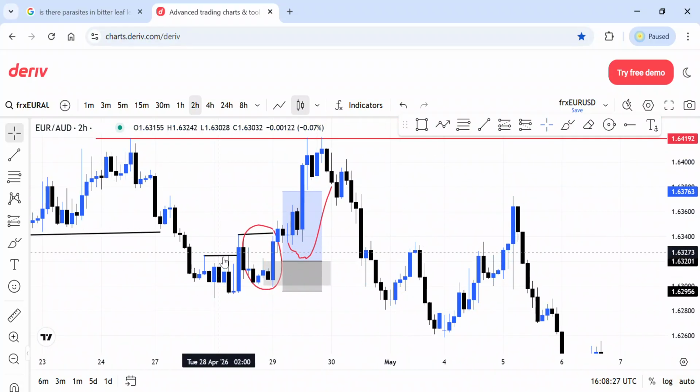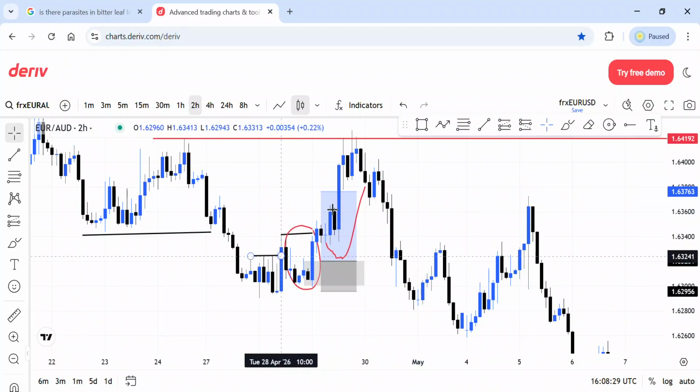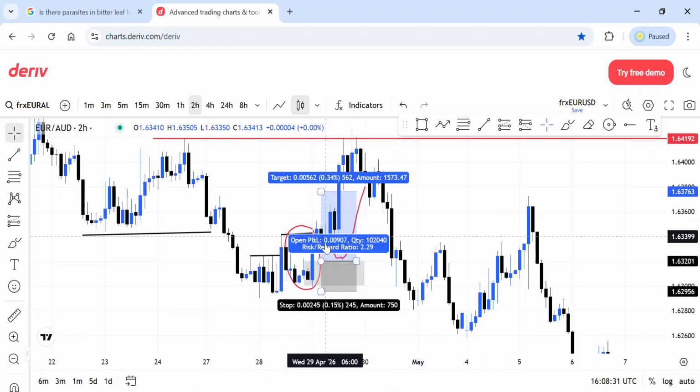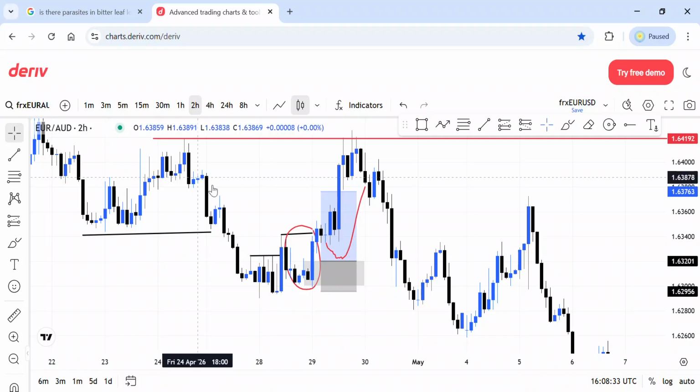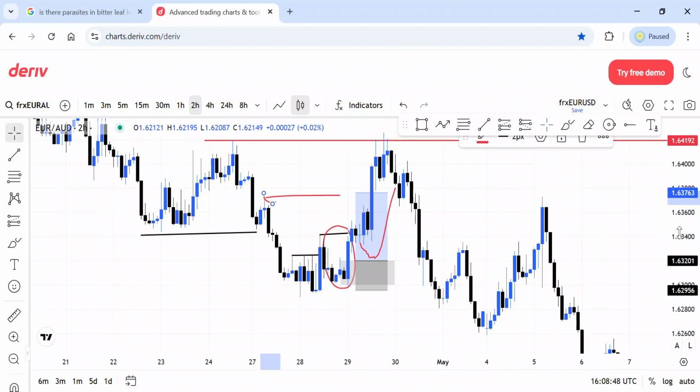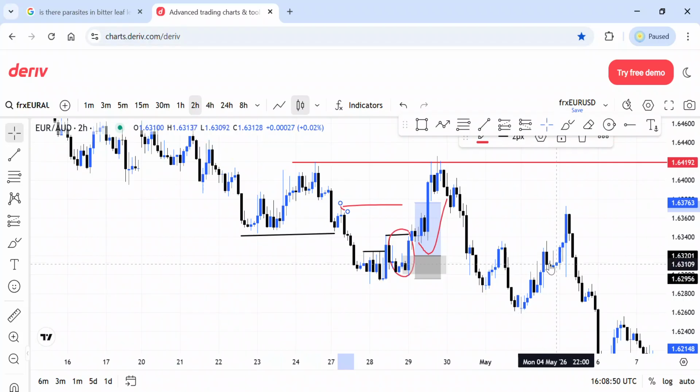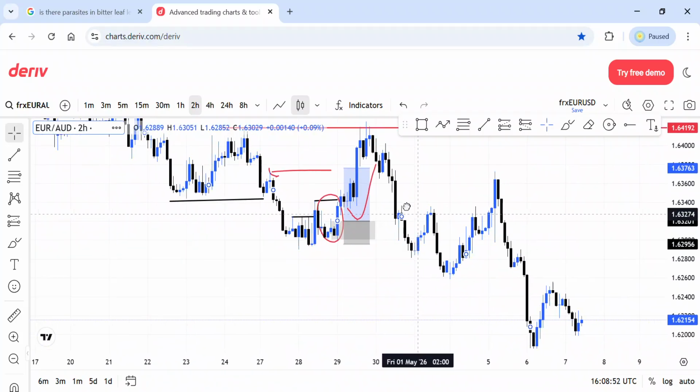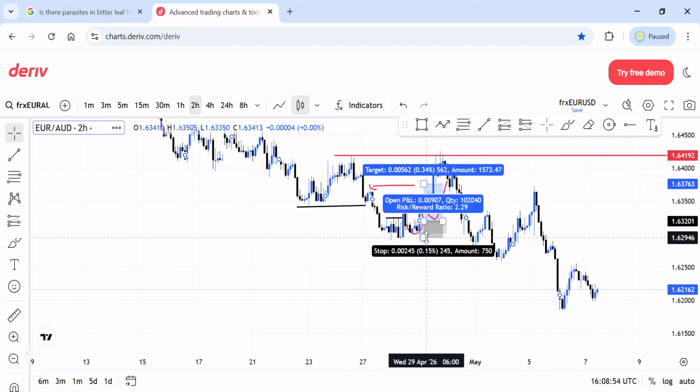So we've seen the CHoCH and BOS right here, but the price didn't give us a correctional phase to buy to the upside, to take out this liquidity. We should have been taking out this liquidity right here. This is liquidity resting here. All right, so that is just how it is, guys. So let me see. This video is getting longer than I expected actually. So that is just how to trade counter trade, okay?